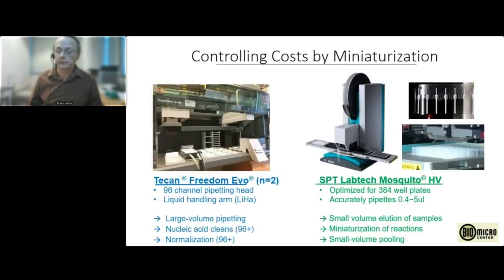We do use some automation in this process. We use a classic automated liquid handler, the TECAN Freedom EVO. We have 2 of these. They are multiple decades old. Any liquid handler is fine, but these have 96 tip heads and liquid handling arms, and we use these for large volume pipetting. We also use an SPT Labtech Mosquito HV.